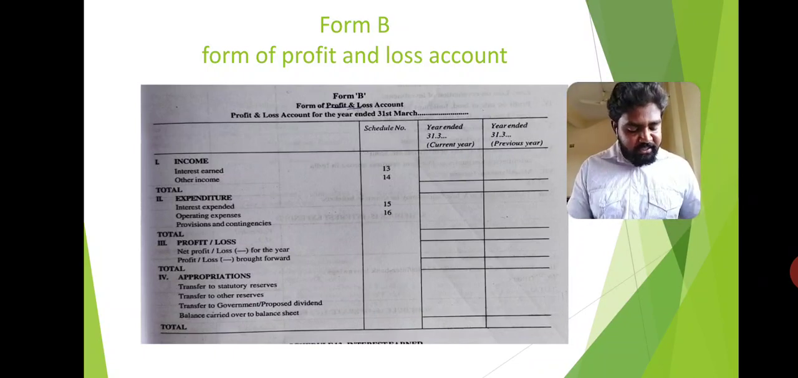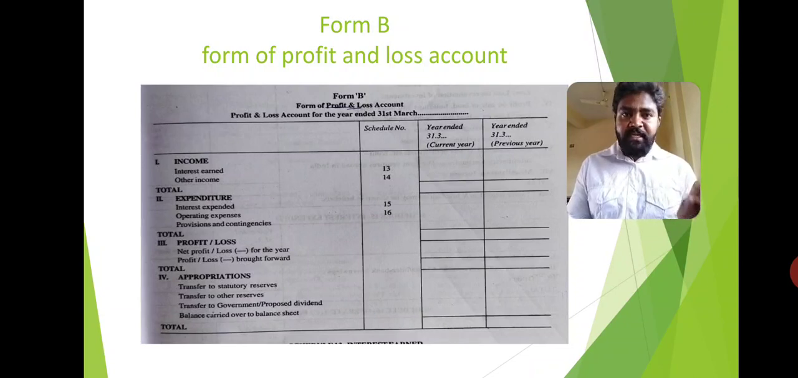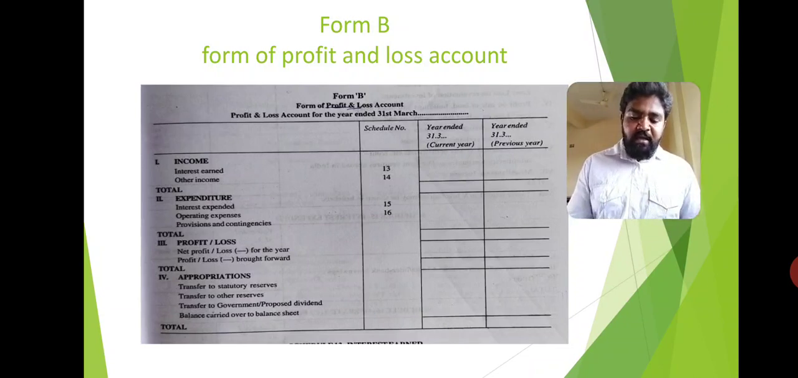In profit on sale of investments, we need to deduct the loss on sale of investments. So the loss on sale of investments is to be deducted from the profit on sale of investments, and also profit on sale of land, buildings and other assets. In case there is any loss on land, buildings or other assets, it is to be deducted here. Also, income earned by way of dividends is to be considered, and miscellaneous incomes are to be considered in schedule number 14.